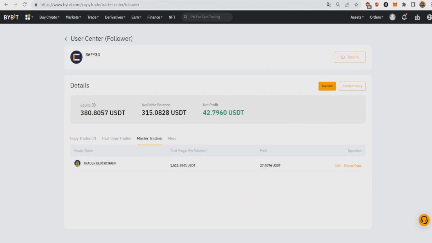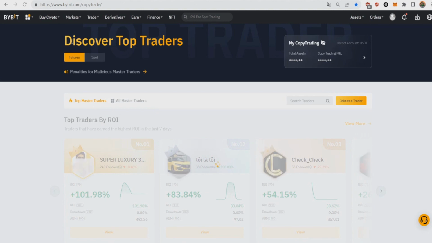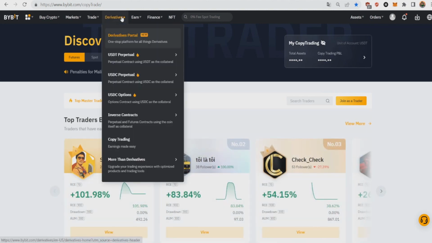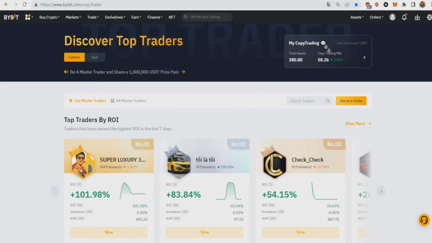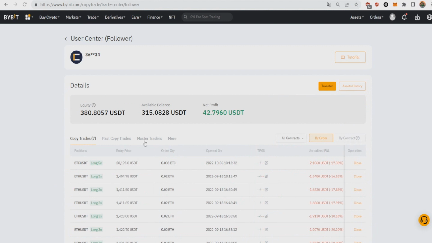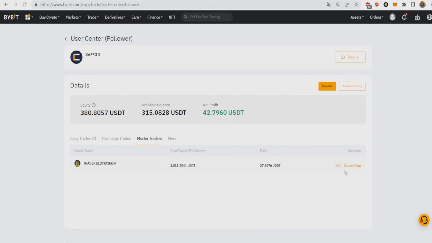And another thing is, how do you actually cancel your copy trader? So if we go back, how can you cancel your copy trader? If you think you find a better trader, so you go back to derivatives copy trading, click on copy trading again, then go to your master trader, and you can just set cancel. So here's an edit option as well, but cancel.